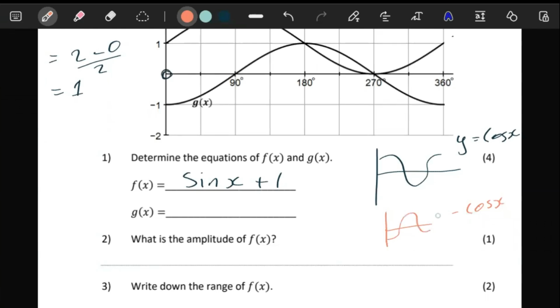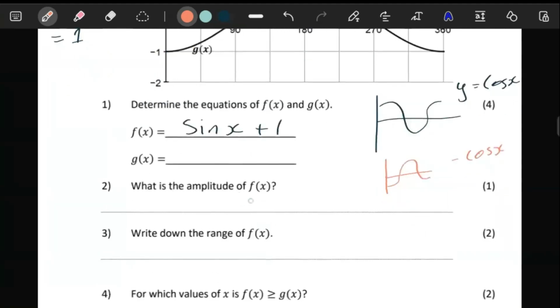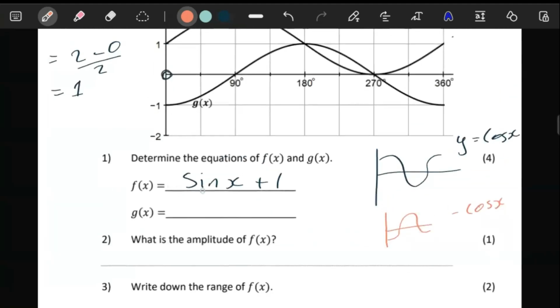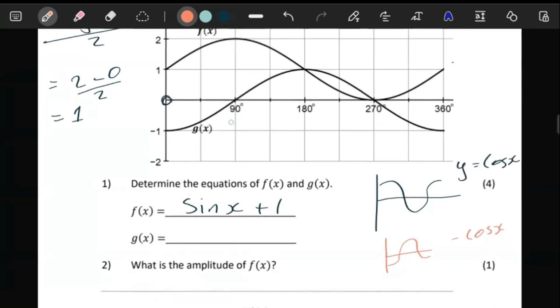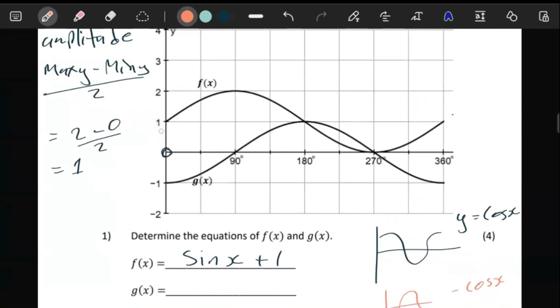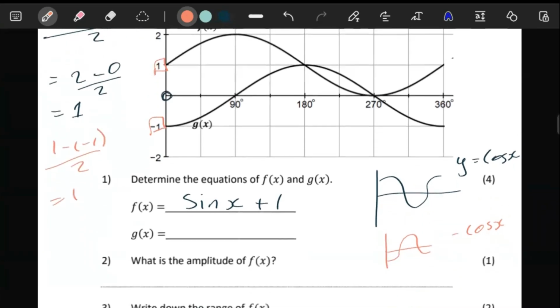This is what the graph of negative cos x would look like. It's weird how they're asking for the amplitude for f here when it's something we should have already gotten up here. But anyways, the graph of g, the amplitude is also going to be the maximum value minus the minimum, over 2. The amplitude for the graph of g is 1.